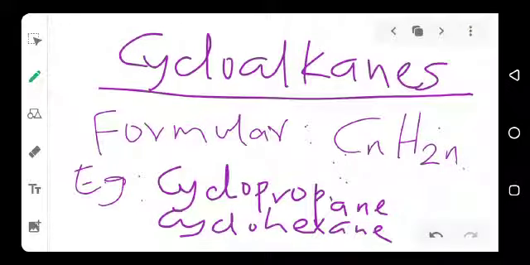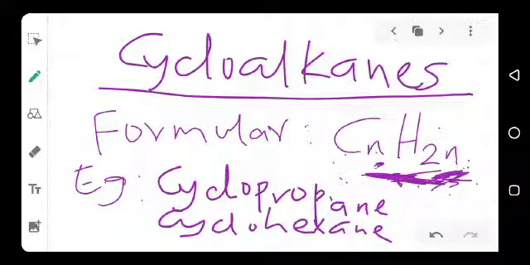Cycloalkanes have the general formula CnH2n. This means that for every carbon atom in the cycloalkane, there are 2 times as many hydrogen atoms present in the same cycloalkane. So this is the general formula for it. If you put 1 here, it should be 2 times 1 of hydrogen. If you put 2 here, it should be 2 times 2. If you put 3 here, it should be 2 times 3.